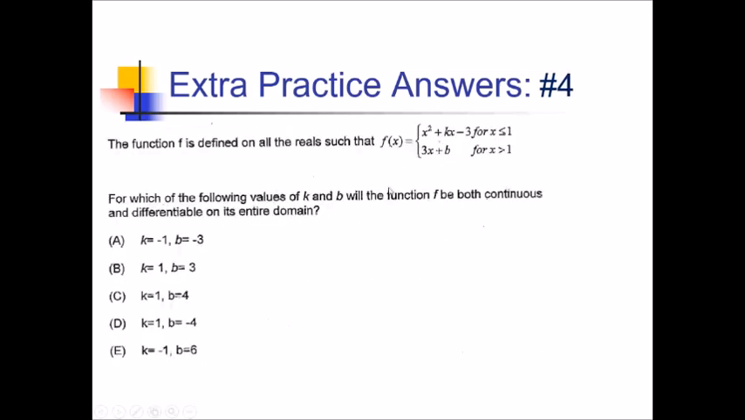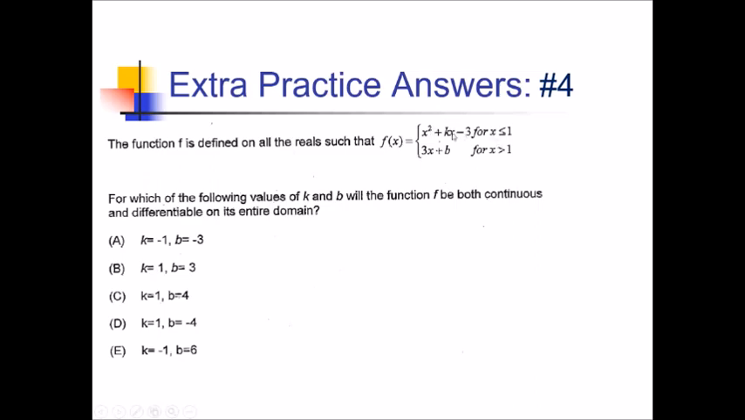For this problem, we have this piecewise function here with some k's and some b's kicking around in there. We want to figure out values of k and b that make the function both continuous and differentiable across the whole domain. Okay, well, this whole domain should make us a little bit suspicious. Let's just make sure there's nothing else going on other than possible discontinuities at the border value.